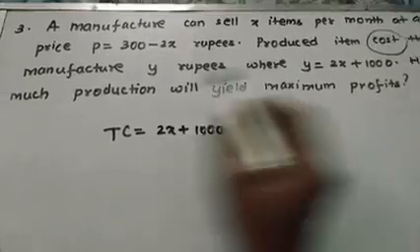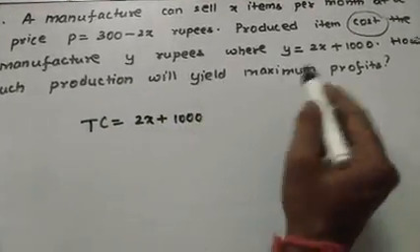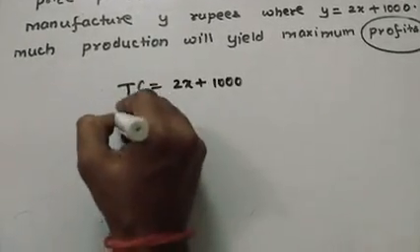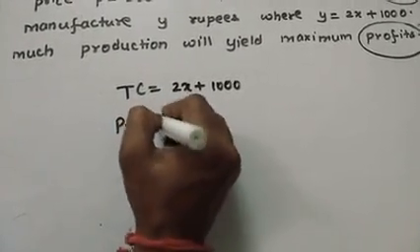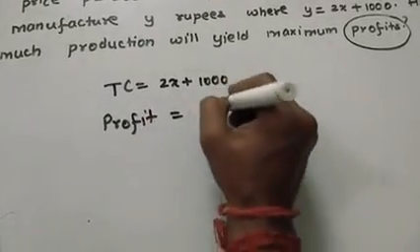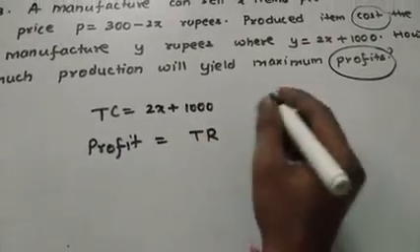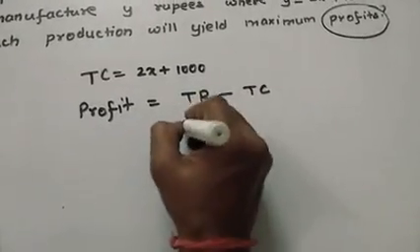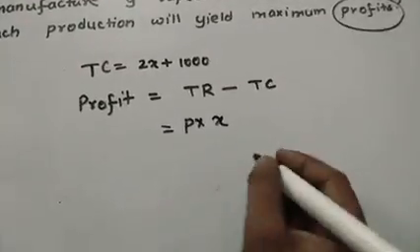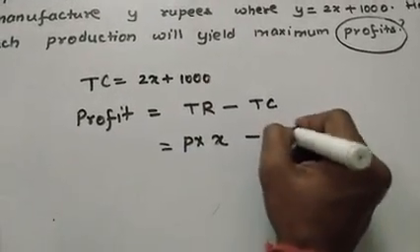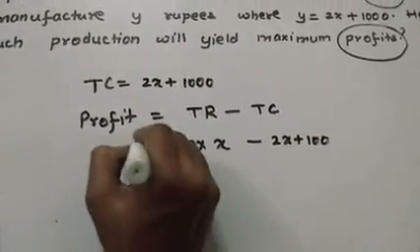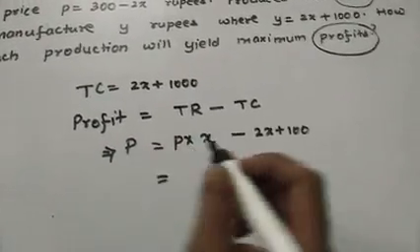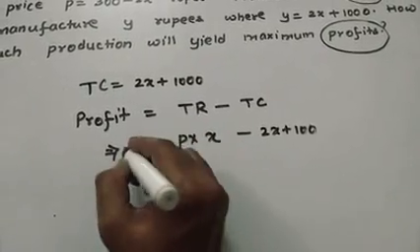Now remember, how much production will yield maximum, what do we have to find? Profit. Now the profit formula, I will just give the hint, you have to solve. The profit formula is the same, that is your net revenue: total revenue minus total cost. Revenue is price into quantity. Total cost given to you is 2X plus 100. Profit we will denote as capital P, not small p. These are two different things: small p means price, capital P means profit.